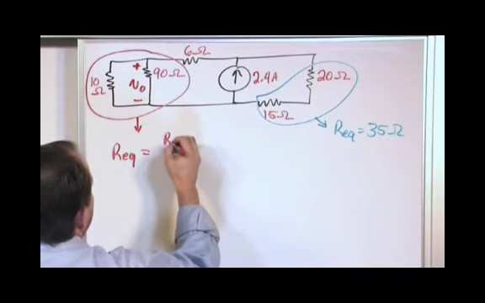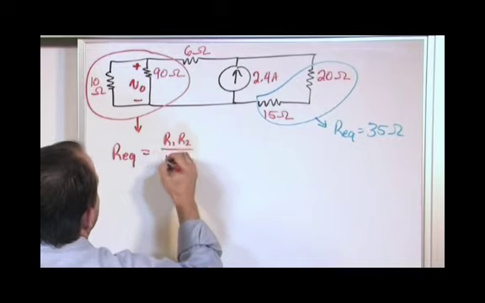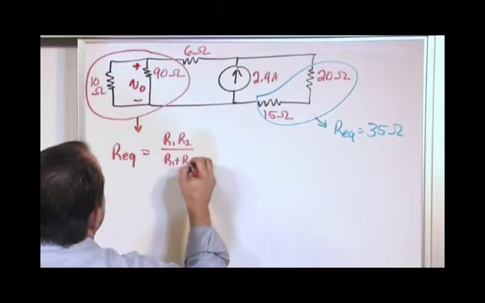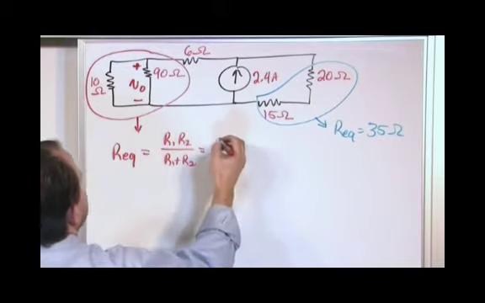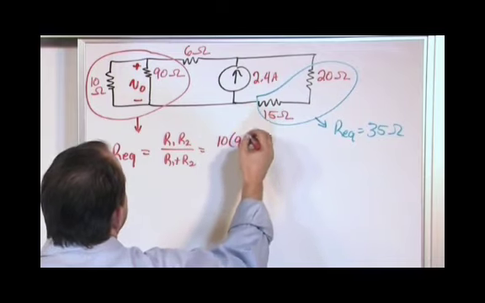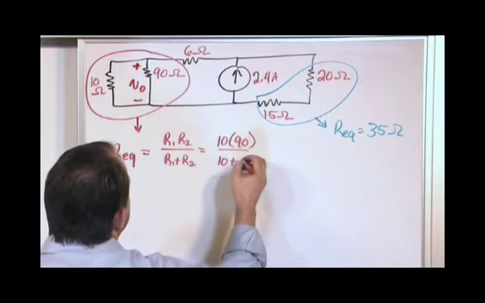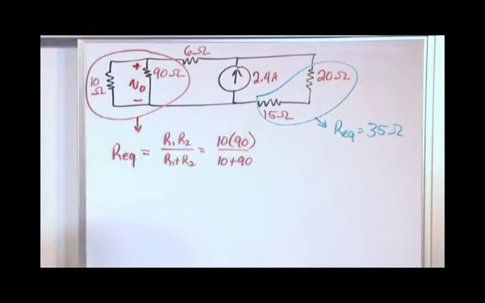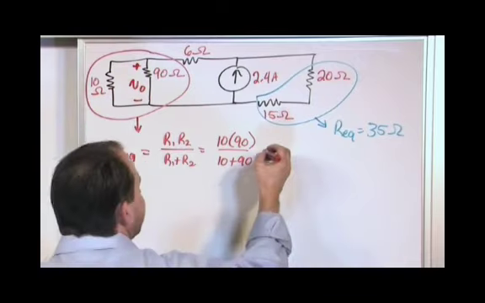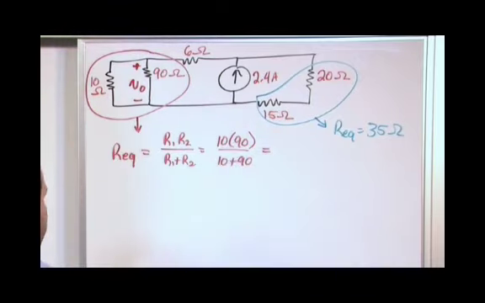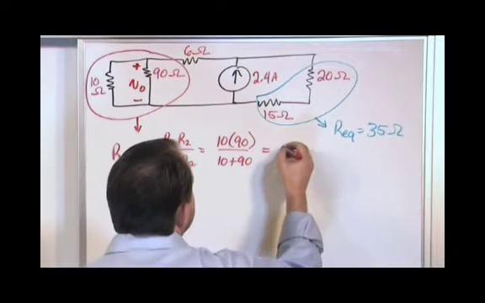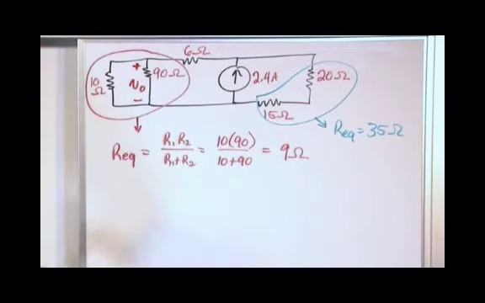So it's going to be R1 R2 divided by R1 plus R2. The product is 10 times 90. The sum is 10 plus 90. All right? And so what we get here is 900 over 100, and so what we'll get is 9 ohms. So I have 9 ohms for this part.